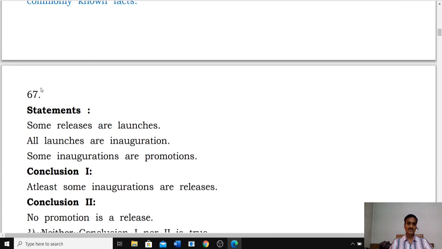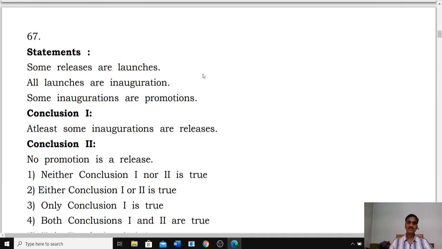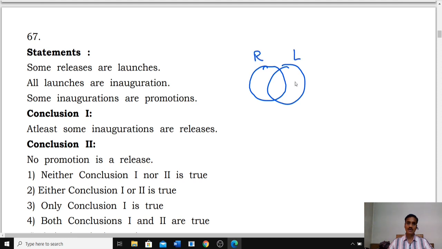Then 67 to 71. Some releases are launches. These are the releases which are launches. All launches are inaugurations. Some of the inaugurations are promotions. Then first one, some inaugurations are release. Inauguration is here, release is here, definitely true. Now, promotion is a release. Promotion is here, release is here, definitely true.